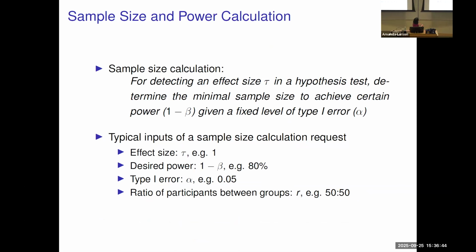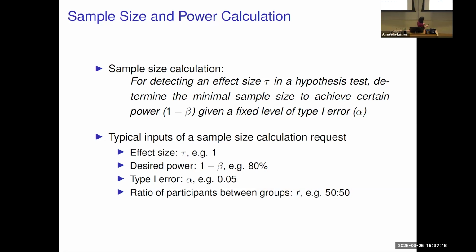What is the power calculation, the definition, particularly in the treatment effect sense? Sample size calculation is to determine, for an effect size tau in a hypothesis test, the minimum sample size to achieve a certain power 1 minus beta, where beta is the type 2 error, given a fixed level of type 1 error alpha. This is a very standard statistics 101 problem. And of course, if you know the power, you know the sample size, so this is just reversed.